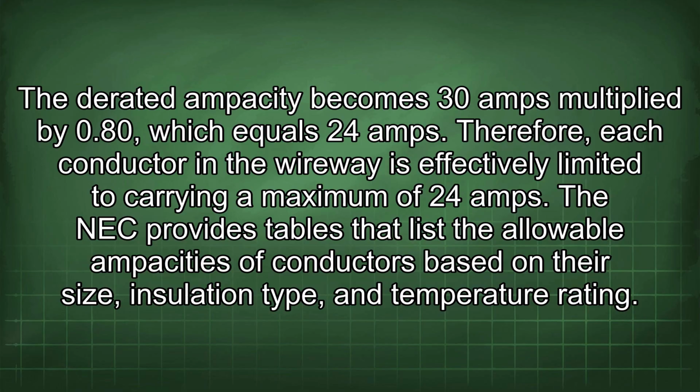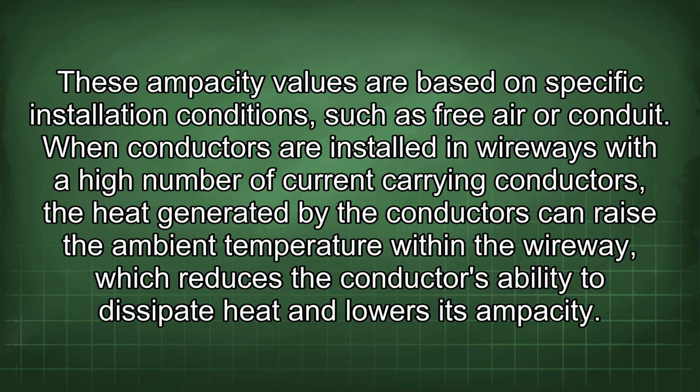The NEC provides tables that list the allowable ampacities of conductors based on their size, insulation type, and temperature rating. These ampacity values are based on specific installation conditions, such as free air or conduit. When conductors are installed in wireways with a high number of current-carrying conductors, the heat generated by the conductors can raise the ambient temperature within the wireway, which reduces the conductor's ability to dissipate heat and lowers its ampacity.